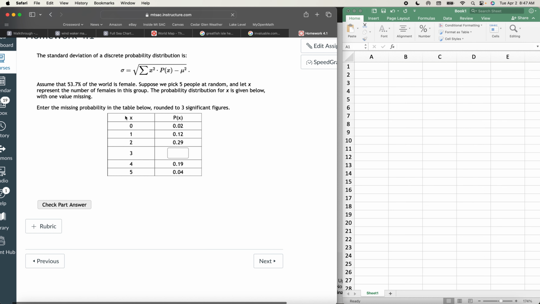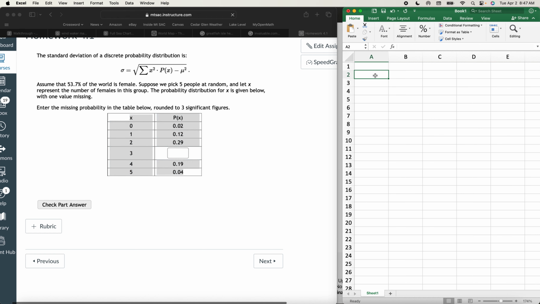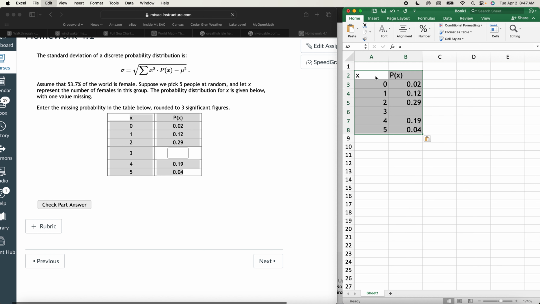So I'm just going to paste these numbers over into a spreadsheet. You don't need to use a spreadsheet to do this, but it's easier for me to show you guys what needs to be done if I do it in a spreadsheet. So here are my values. I have a missing value. You just need to remember these have to add up to 1 down here for the total.